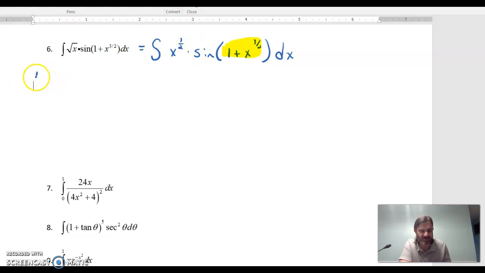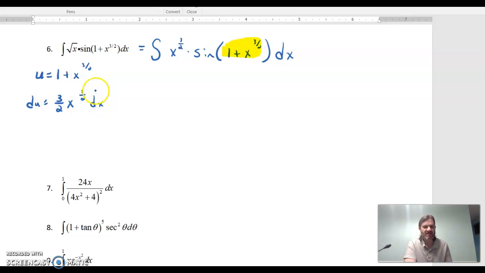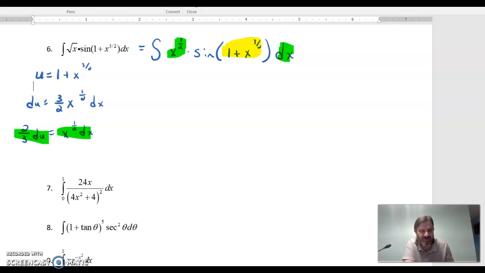So let's see here. If we let our u be 1 plus x to the 3/2, the derivative of that, du, is 1 goes to 0, so 3/2 comes out front, 3/2 x to the 1/2 dx. Well, up here I see the x to the 1/2 and I see the dx, but I need to do a little bit more work. So I'll divide by that 3/2 and it'll be 2/3 du equal to x to the 1/2 dx. So that's going to be the substitution I make.